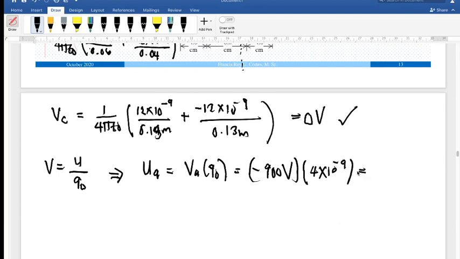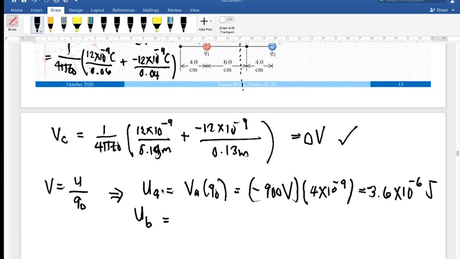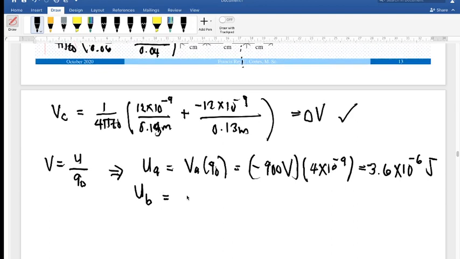So how much is that? We have 900 times 4 times 10 to the negative 9, so that is equal to 3.6 times 10 to the negative 6 joules. That is in negative. Okay, so how about B? The potential energy at point B. You already know the potential at point B, so you just have to multiply this with the test charge.